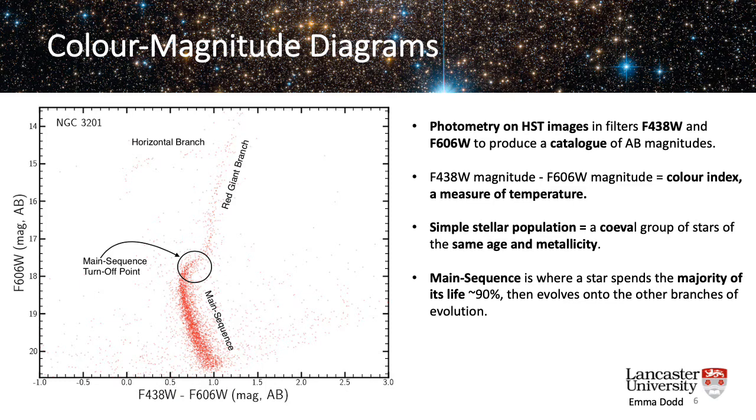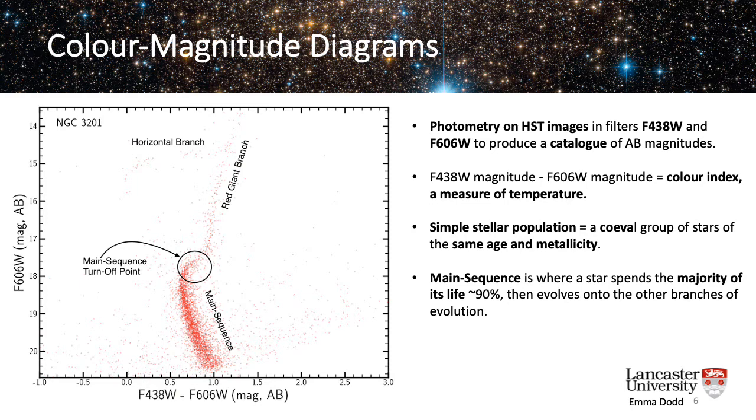For each of the clusters in the sample, Hubble Space Telescope images were retrieved from the archive in various filters. These were then used to produce stellar catalogues, which were used to construct colour magnitude diagrams, like, for example, the one shown here. These are made by plotting a star's colour, which is the difference in magnitude between two filters, against the brightness, which is the magnitude in just one filter.